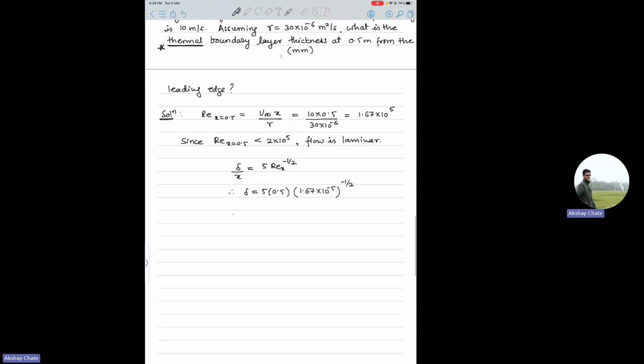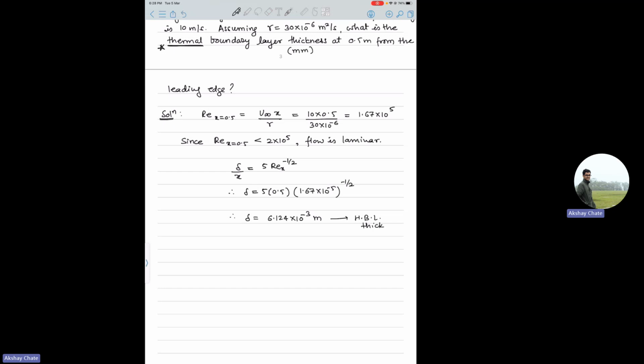So now you put x equal to 0.5, Rex you already calculated. So basically you will get delta, which is 5 into 0.5 into 1.67 into 10 to the power 5 raised to minus 1 by 2. Correct. And if you do this calculation, you should get the answer as 6.124 into 10 to the power minus 3 meters. But this is your hydrodynamic boundary layer thickness, right?